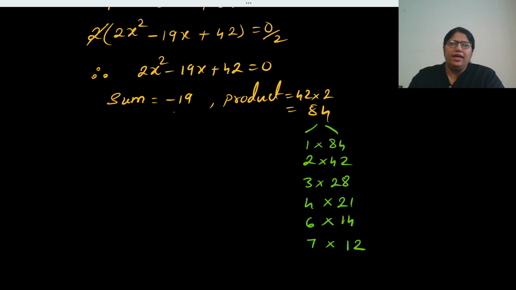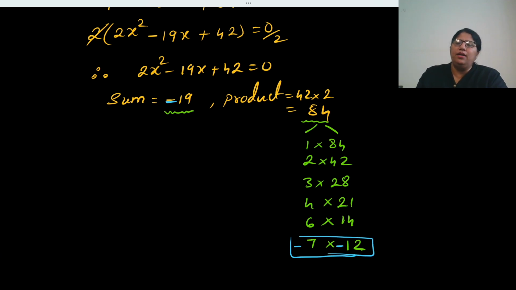Now how to decide the signs here? This is negative and this is positive. That means the product is positive, so either both the factors should be positive or both the factors should be negative. But because the sum is negative, you know that both must be negative. So my product is positive 84 and the sum is minus 19. So we got the pair of factors. Decide the sign here only so that you don't go wrong.